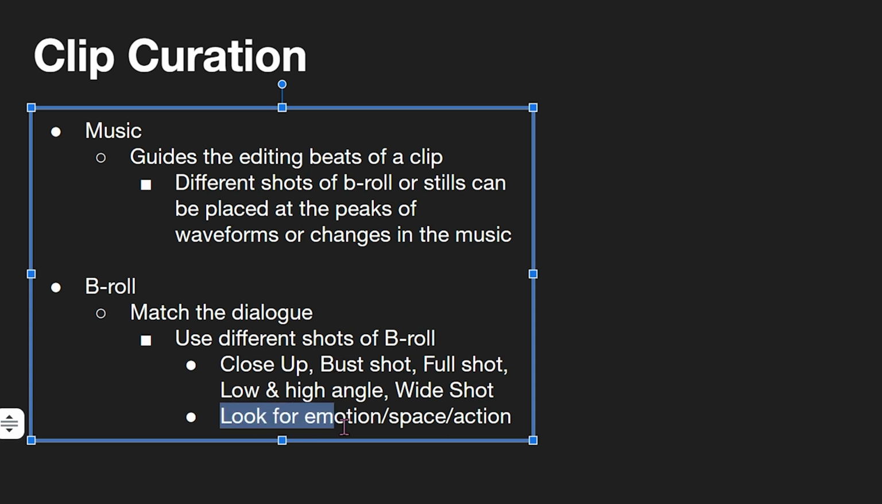And then lastly, we're looking for some emotion, a little bit of space, some scenery, and then, of course, some action. We're trying to match the B-roll with the dialogue. So let's look at some examples.